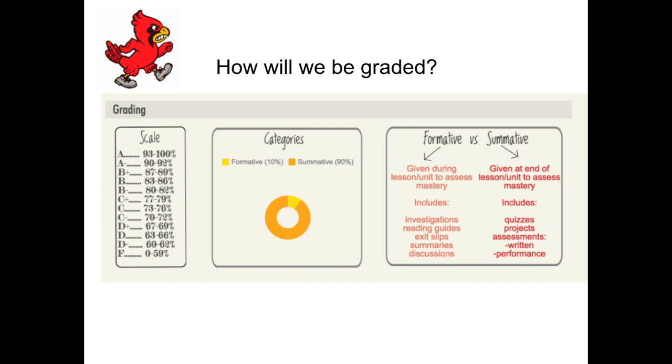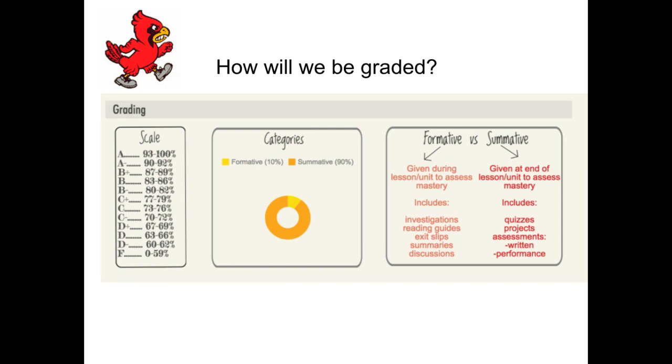Basically, it's all about accumulating points. If you get a test and it's out of 50 points, you want to get the most points possible. There are 2 different categories of items that are graded. Those are called formatives and summatives. Formatives are given during the lesson and units to assess mastery. If you think about it as practice, those would be investigations, guided readings, exit slips, summaries, discussions. Those are the building blocks of your knowledge.